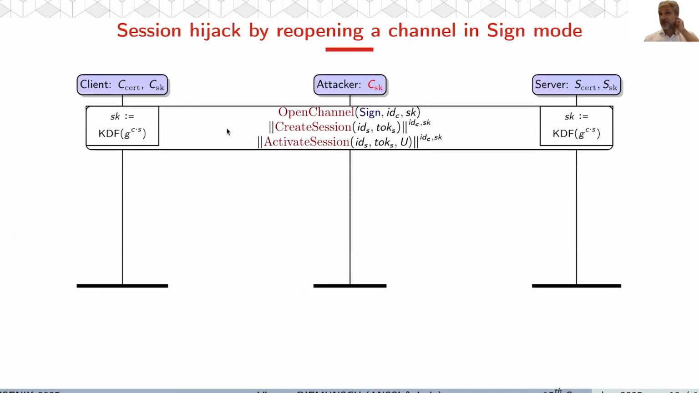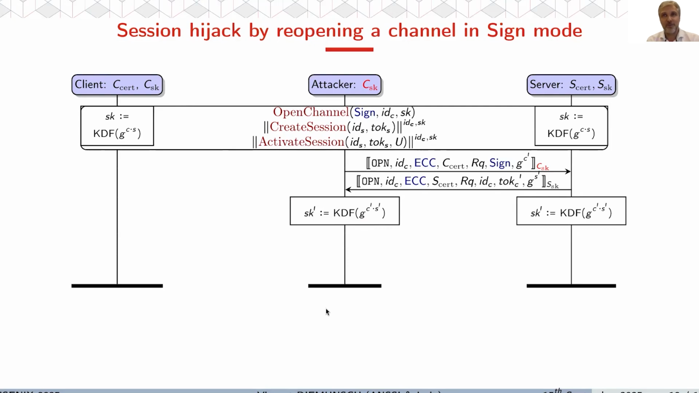Here is an illustration of one of the most striking attacks, a session hijack by reopening a secure channel in sign mode. The threat model supposes that the attacker on the network has compromised the client certificate. The client opens a secure channel in sign mode. That means without message confidentiality, only with message integrity. Then it creates a session, which is activated by the user.